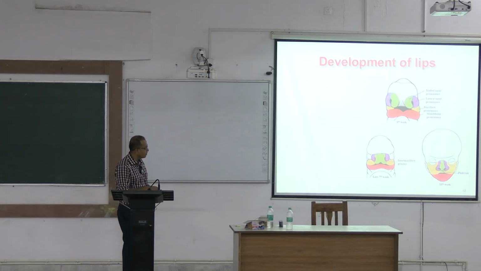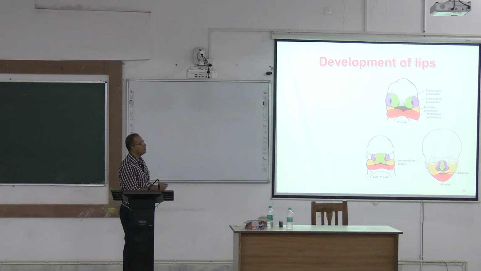If this union of the orange with the green fails, we have the problem of lip defect. We call it a cleft lip defect. Right side, left side, complete, partial, bilateral, etc. So, this is about the upper lip formation. Coming to the lower lip formation, it is completely easier compared to the upper one.